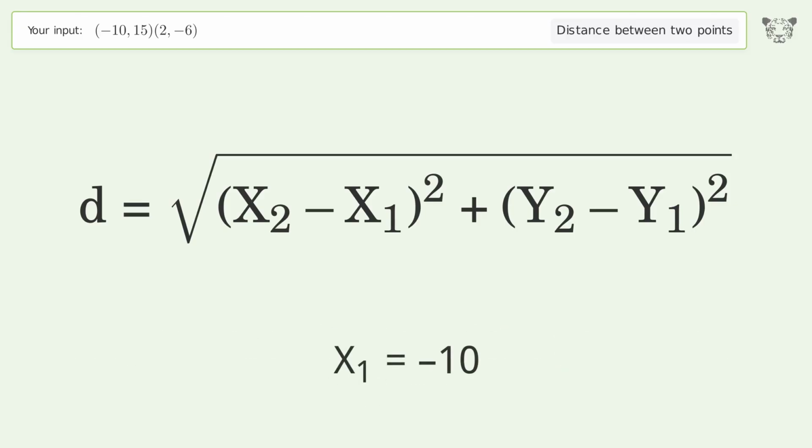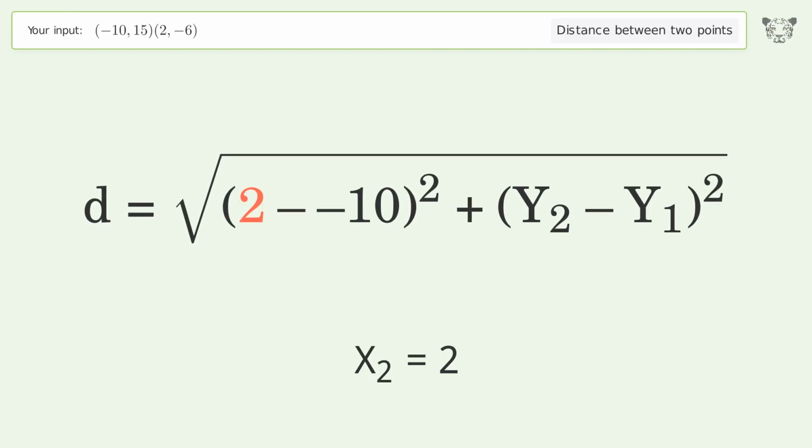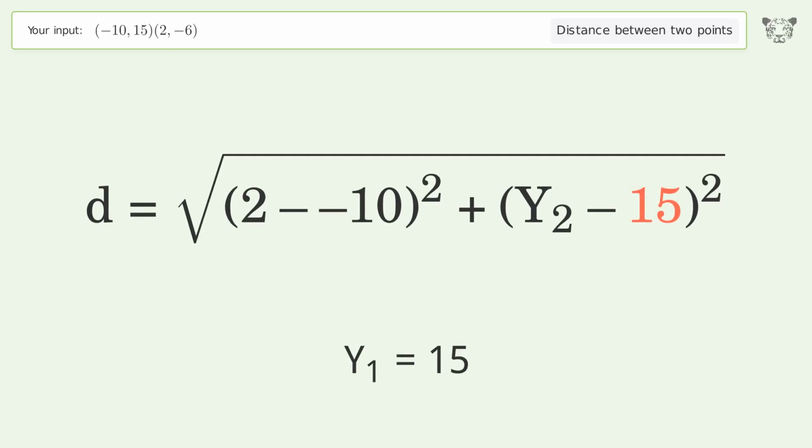x1 equals -10. x2 equals 2. y1 equals 15. y2 equals -6.